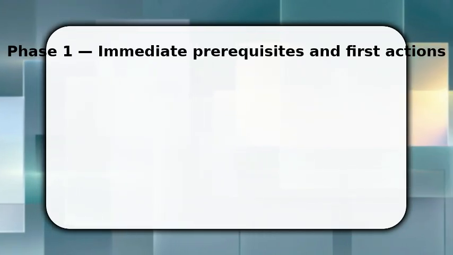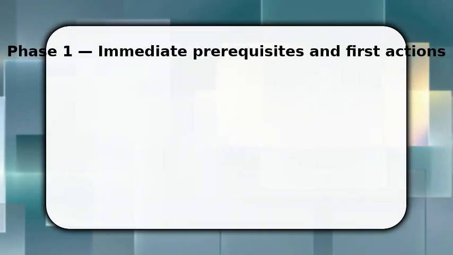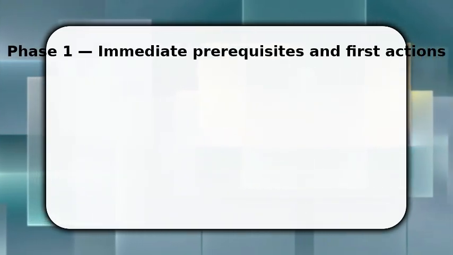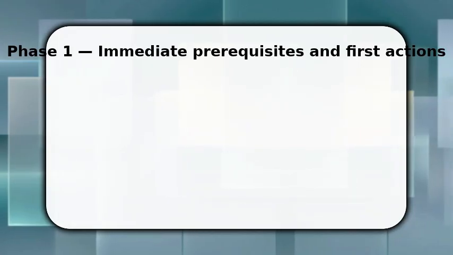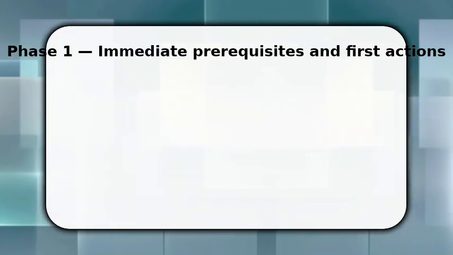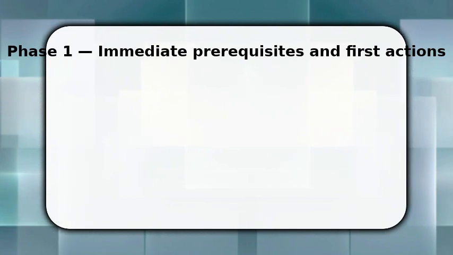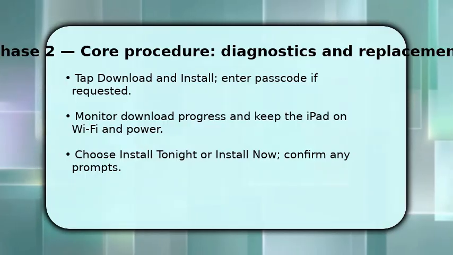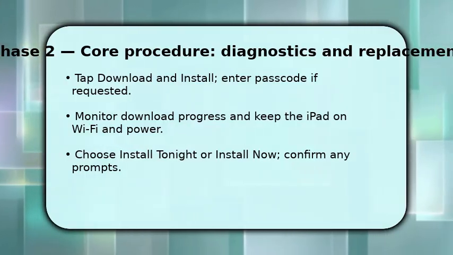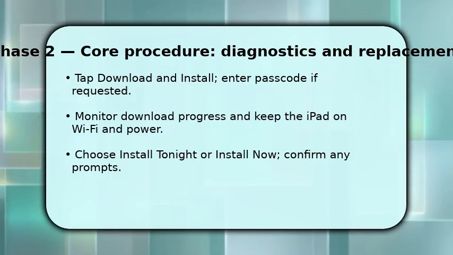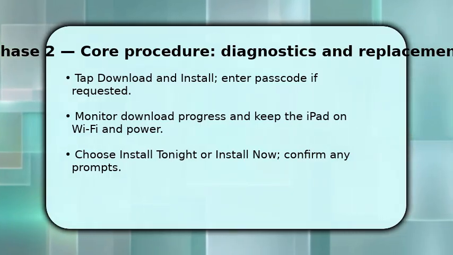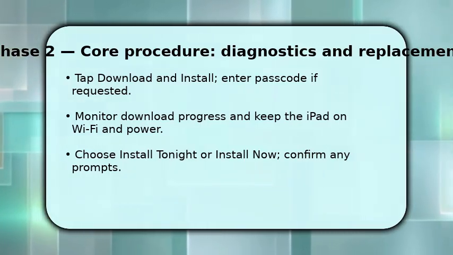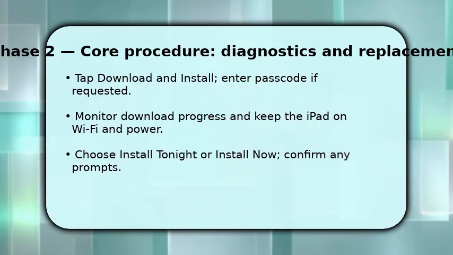Next, open Settings, tap General, then Software Update to let the device check for a new release. You do this now, so the download and install steps will proceed without interruption or unexpected power loss. You tap Download and Install, and if asked, enter your passcode. This authorizes the update. While the update downloads, keep the iPad connected to power and Wi-Fi. Interruptions slow or corrupt the process.